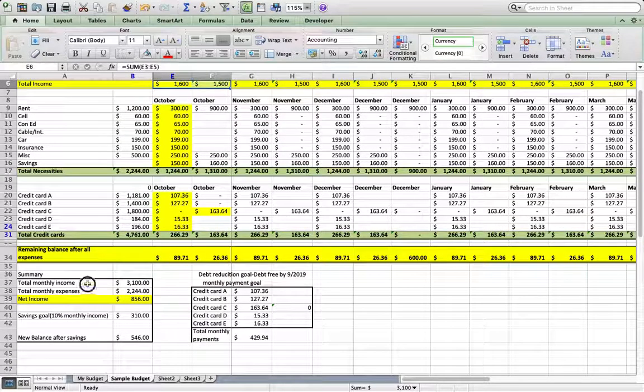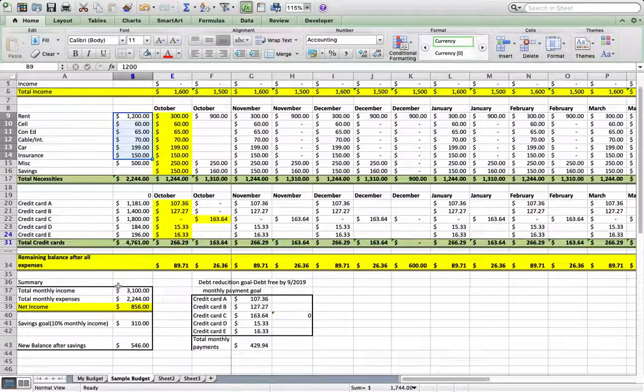So their total monthly income is $3,100, and their monthly expenses are $2,200. Their necessities are $2,200. These are the expenses that you need to pay. You need to make sure that you're covered every month, because this is what allows you to live. So it's very important that you make sure you can cover that.